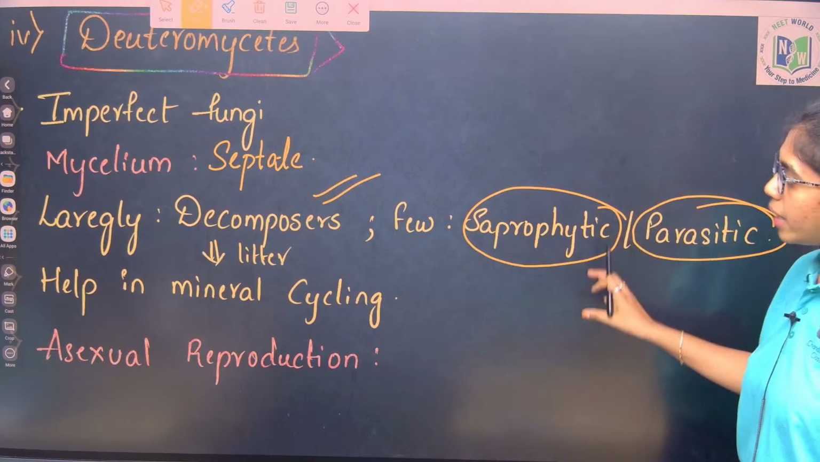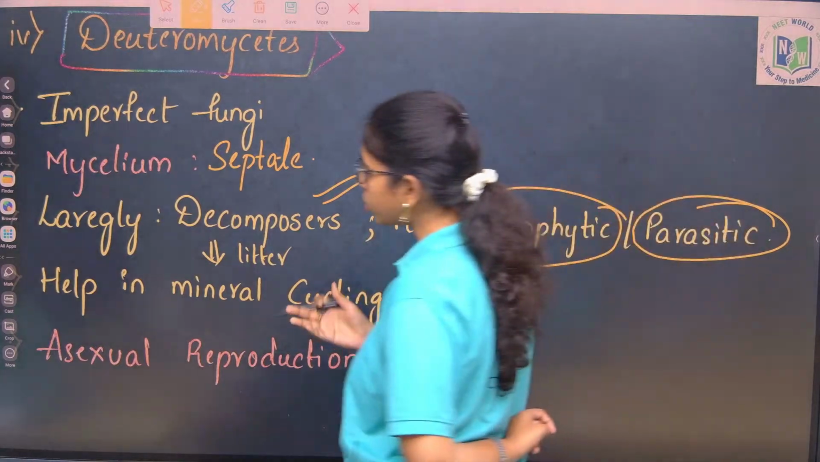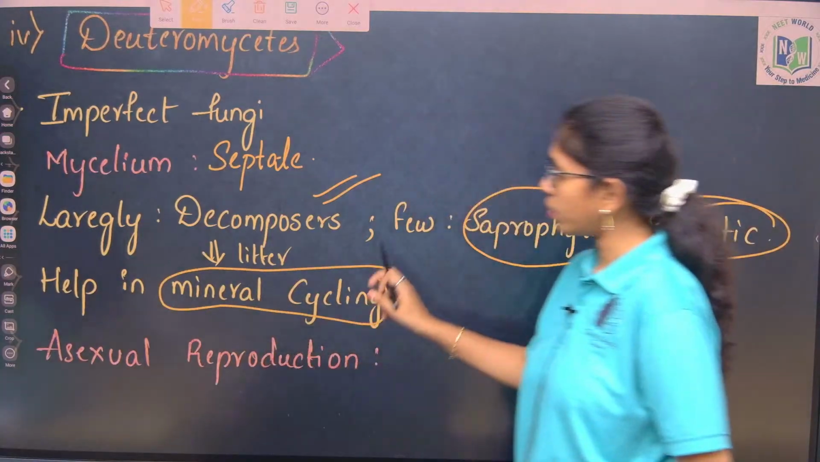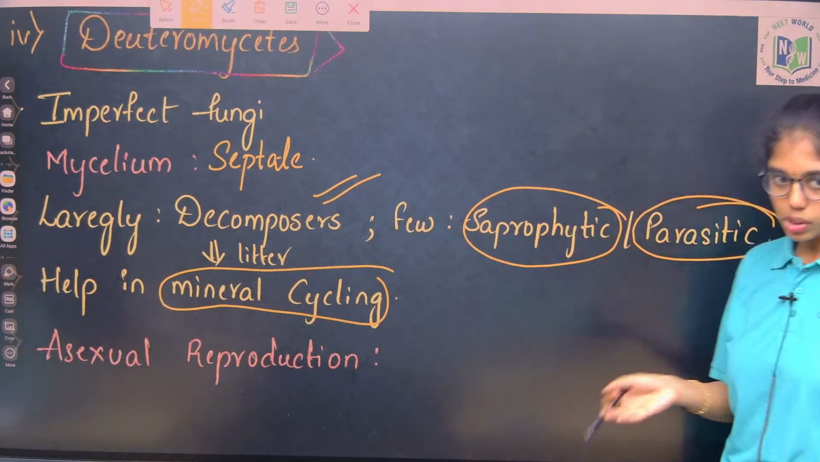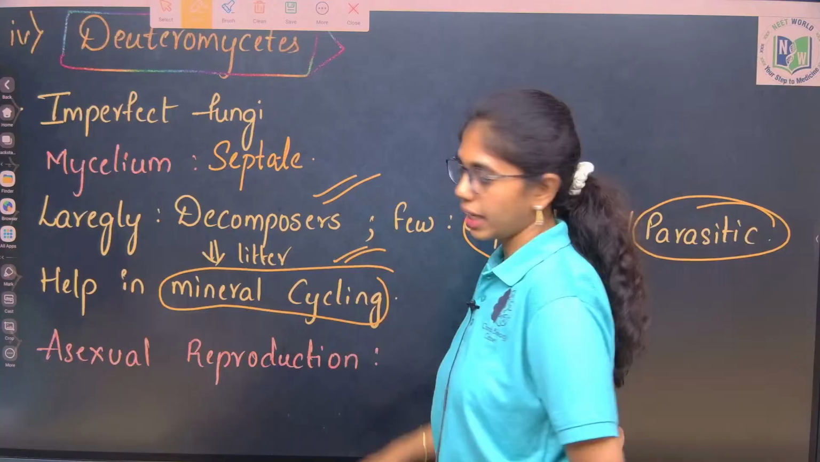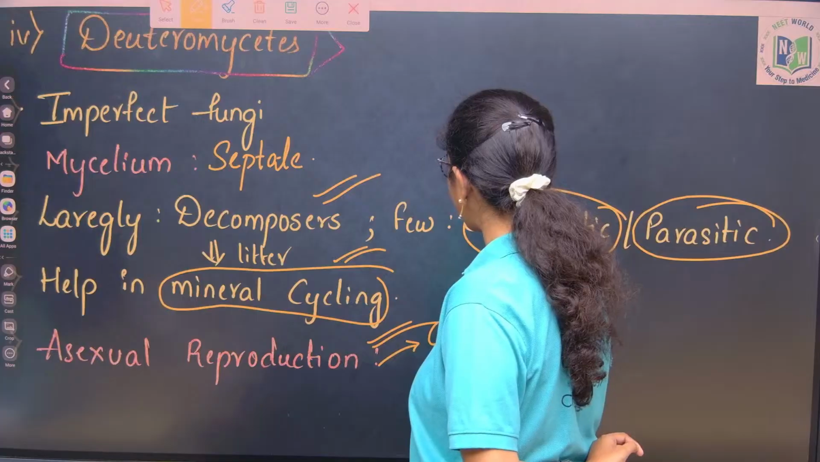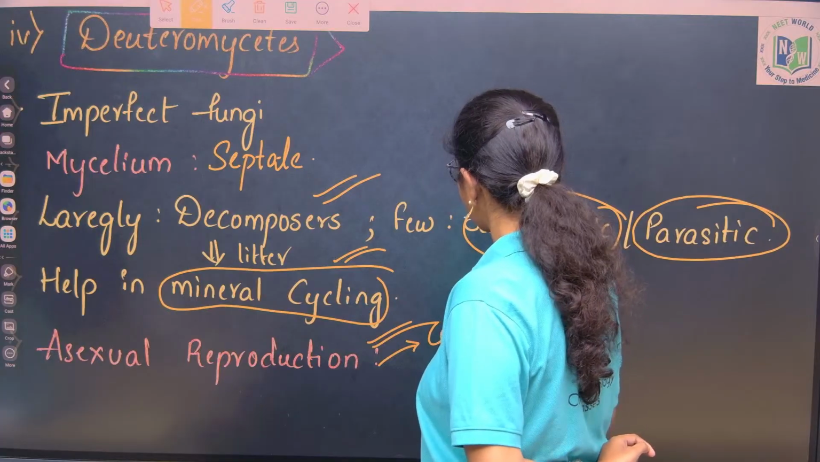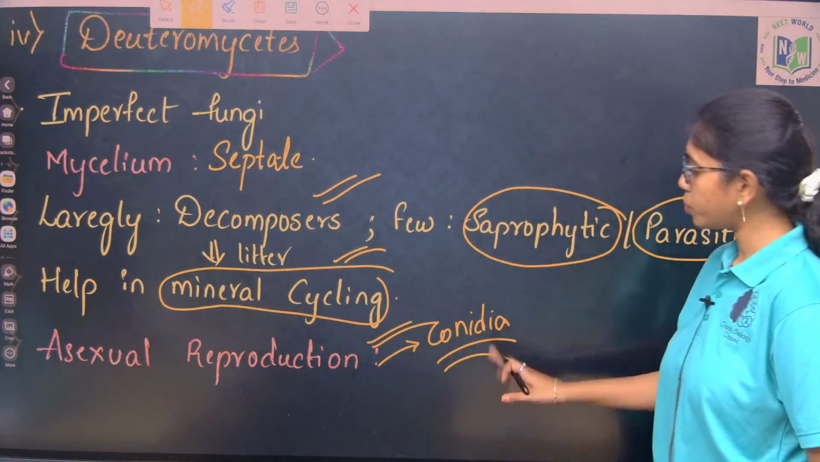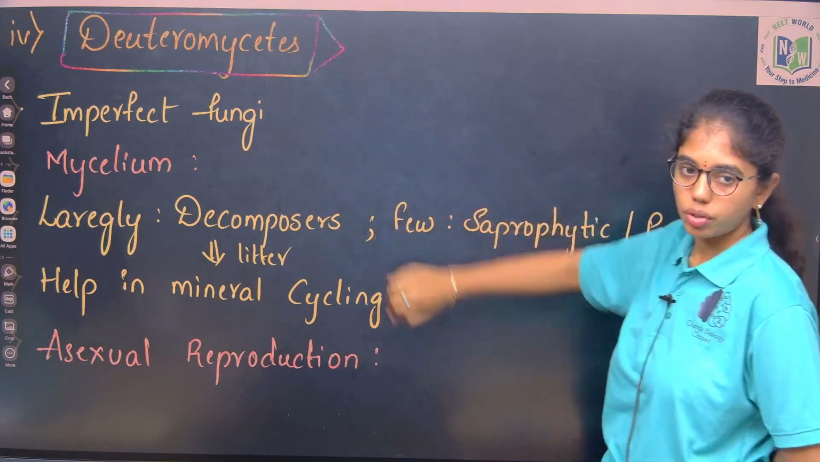They are decomposers and feed on litter, dead and decaying matter, which helps in mineral recycling because of their nutrition. Asexual reproduction takes place through conidia, which are exogenously released spores. Conidia, sporangiospores, all types of spores will be there. There is asexual reproduction, and there is no sexual reproduction.